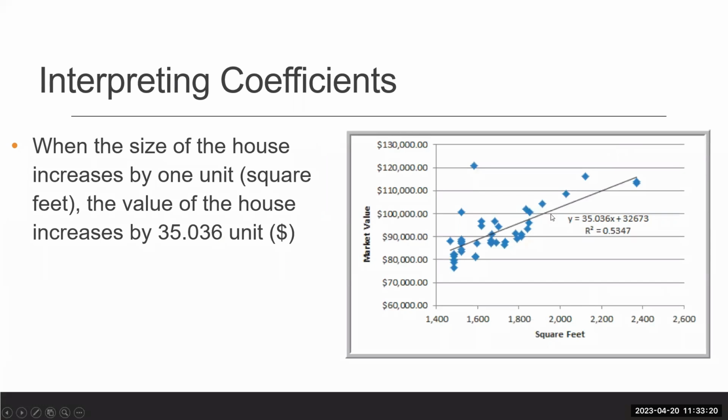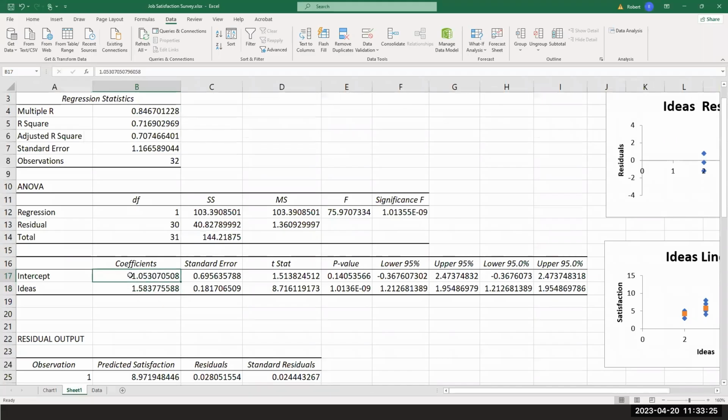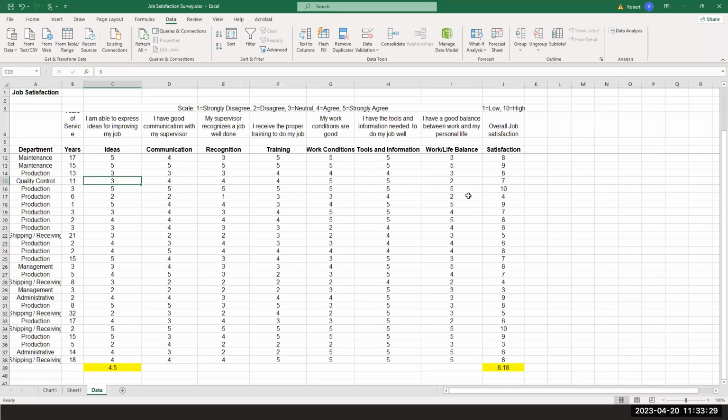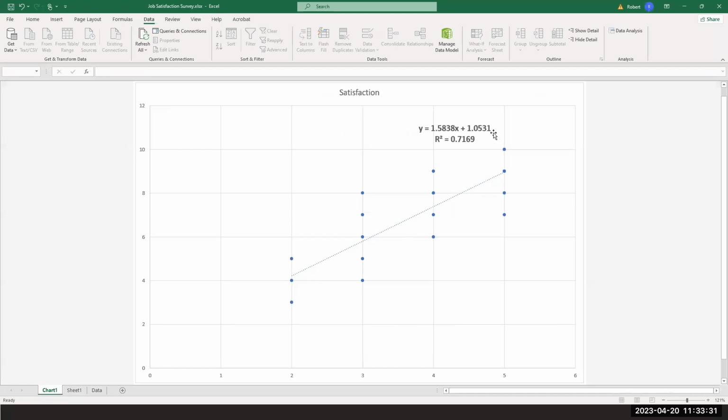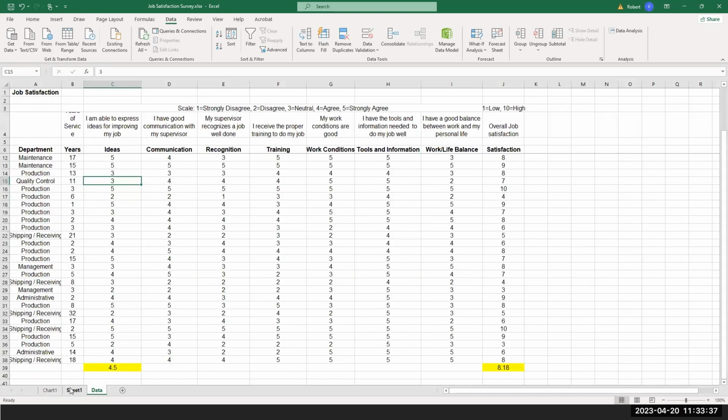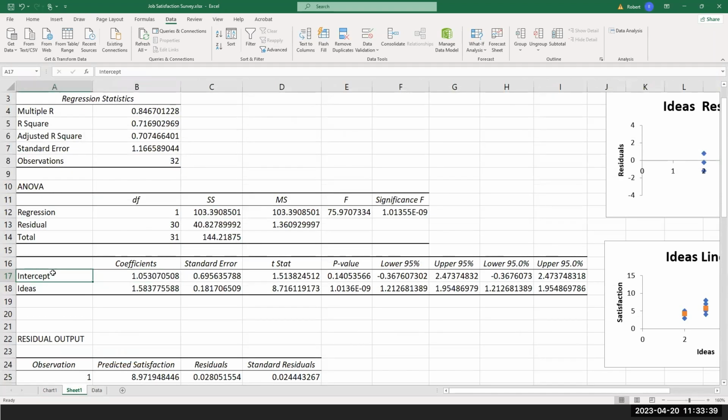Pretty cool. So that's the coefficient, and it's the same number here. Likewise, you'll see a coefficient here, 1.053. That's the same number that we're seeing here. This is the coefficient for the y-axis, the y-intercept. You can see here it says intercept, that's the y-intercept coefficient or number. Ideas is the gradient, this one here.